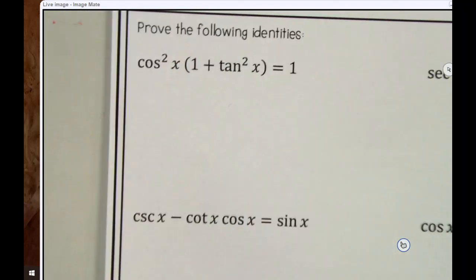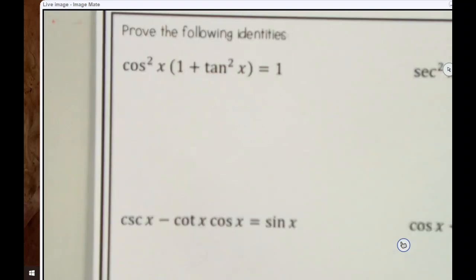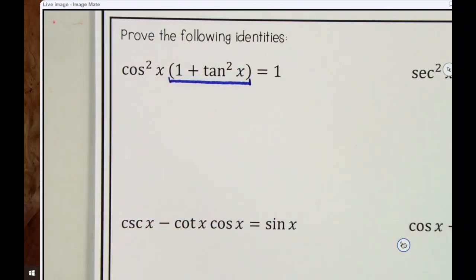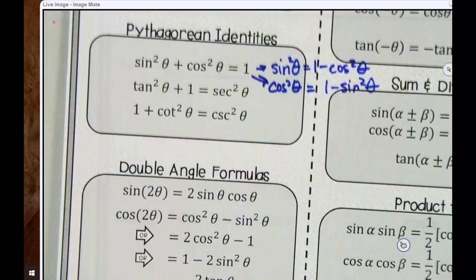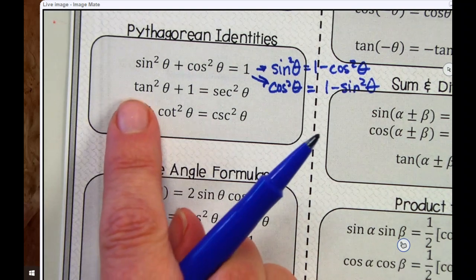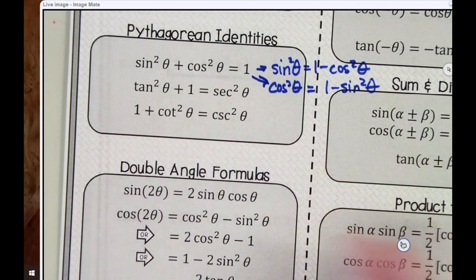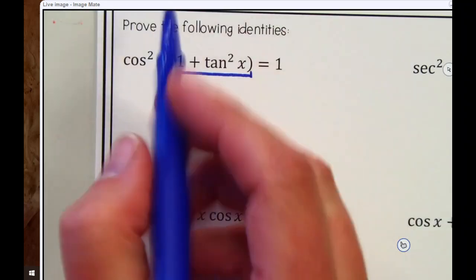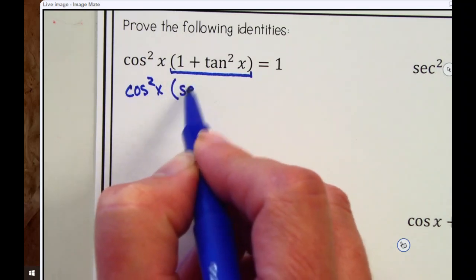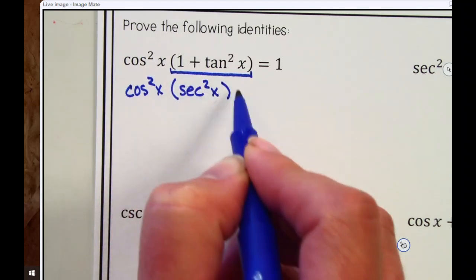All right, I'm going to look at this problem, and this feels like something I could replace. Let's look at our formula sheet. What does 1 plus tangent squared equal? There's 1 plus tangent squared, and it equals secant squared. So cosine squared x, we have changed that to secant squared x.